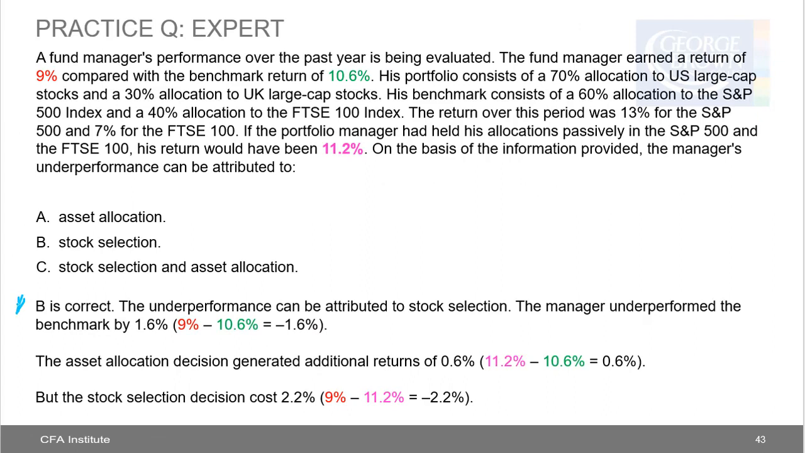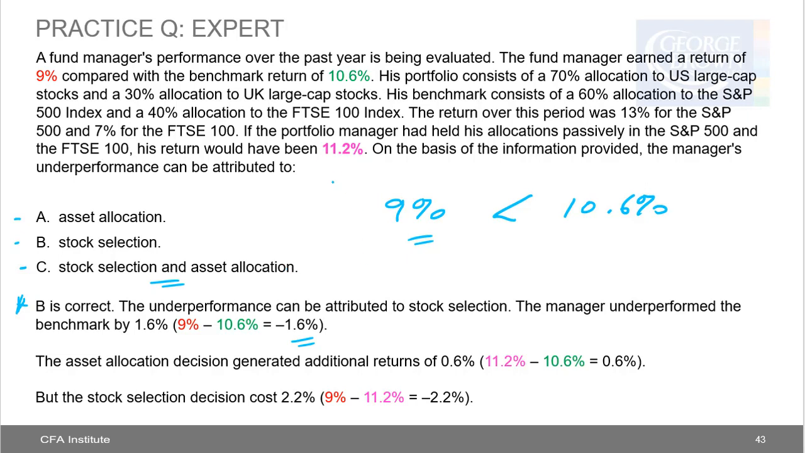Okay, the correct answer is B. So number one, the fund manager underperformed, because you can see that the fund manager's portfolio returned 9%, but the benchmark return was 10.6%, okay? So first of all, that was underperformance by negative 1.6%. But also, we want to break that attribution down. Was that because of asset allocation, stock selection, or stock selection and asset allocation?